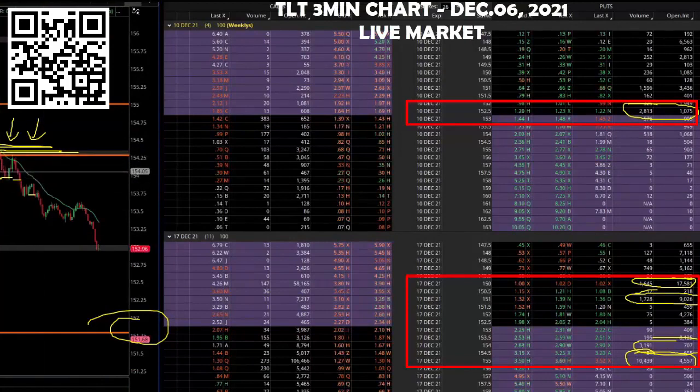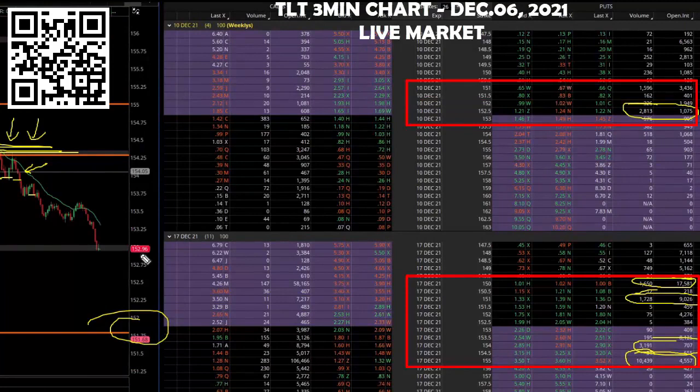We headed to the shorts once it broke down at 154. Right now we are at 152.9, so you have profits. Are you getting too excited and want to exit? Or look here, more puts. This week 151, more puts 151. They are loading on puts, guys.